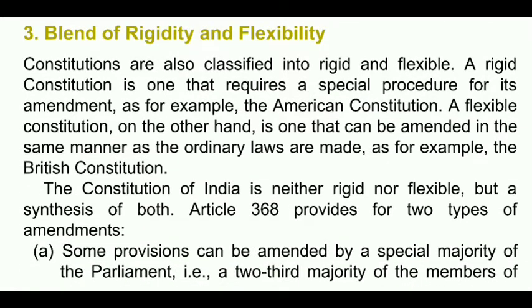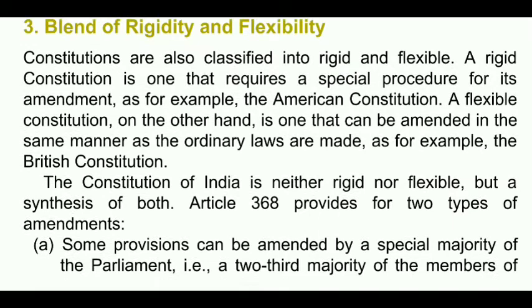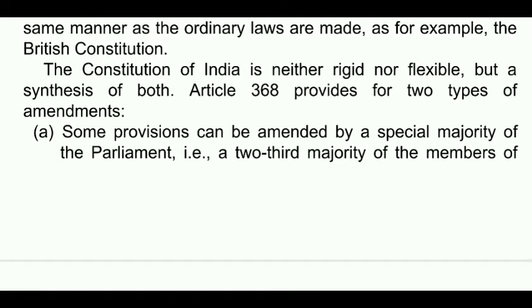Third one, blend of rigidity and flexibility. Constitutions are also classified into rigid and flexible. A rigid constitution is one that requires a special procedure for its amendment, as for example, the American Constitution. A flexible constitution, on the other hand, is one that can be amended in the same manner as ordinary laws are made, as for example, the British Constitution. The Constitution of India is neither rigid nor flexible, but a synthesis of both.